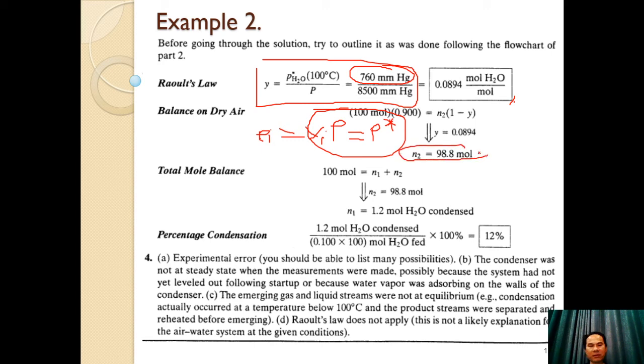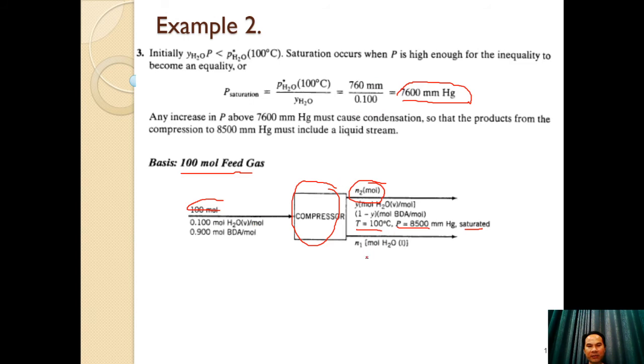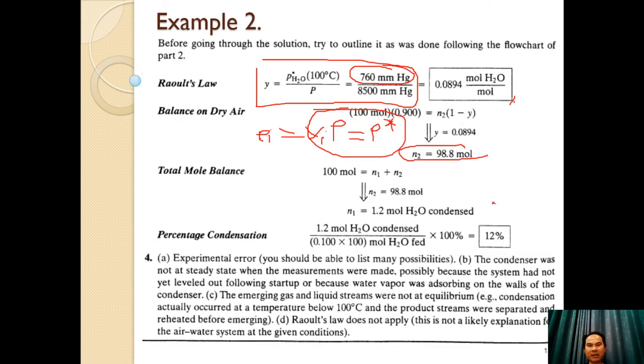Then you solve the total mass balance. 100 is equal to N2 plus N1. You know N2, so you can calculate N1. And then you can calculate the percentage condensation. N1 is 1.2, divided by total water in the feed, 0.1 multiplied by 100. You get 12%. Is it condensation based on increased pressure or on decreased temperature, like the previous third question?